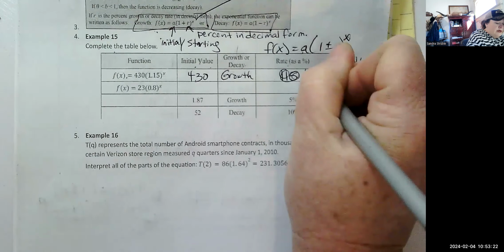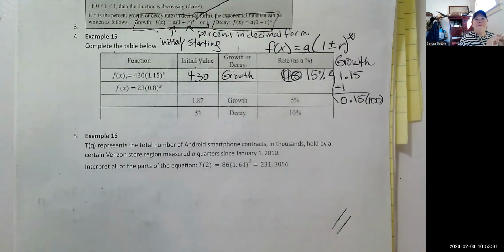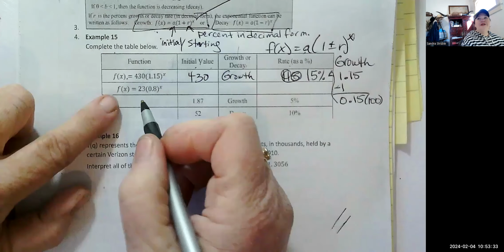It's just 15%. There we go. Today. All right, that's growth. That's how you handle growth. Decay is a different beast, which we haven't talked about yet.